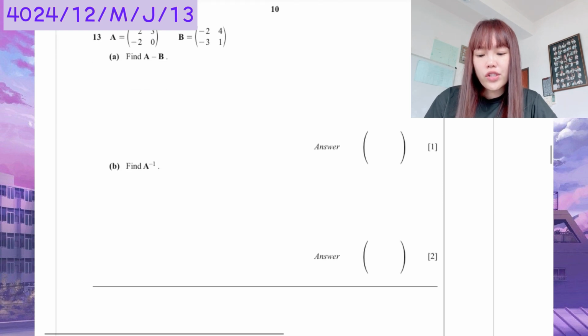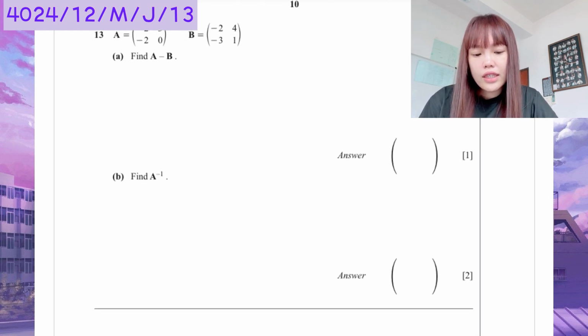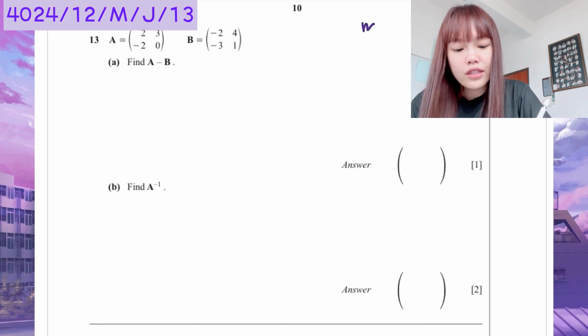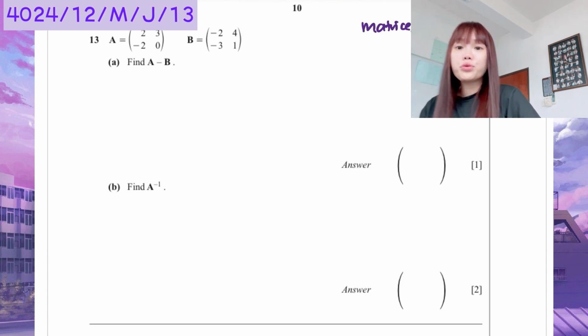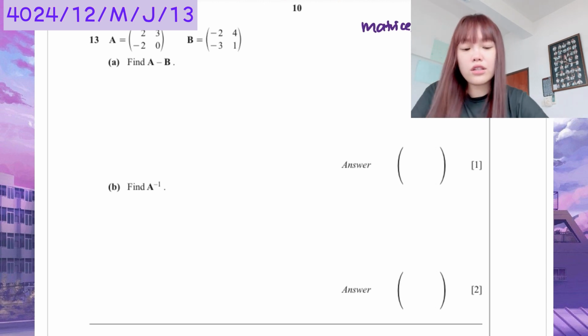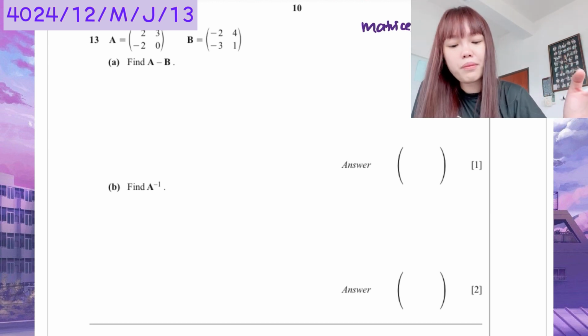Let's look at question 13. Question 13 here is under matrix. If you haven't learned this, you can learn this from your school teacher first, or you wait for me to teach you during the lesson, or you can listen here also can. I will explain by the way.